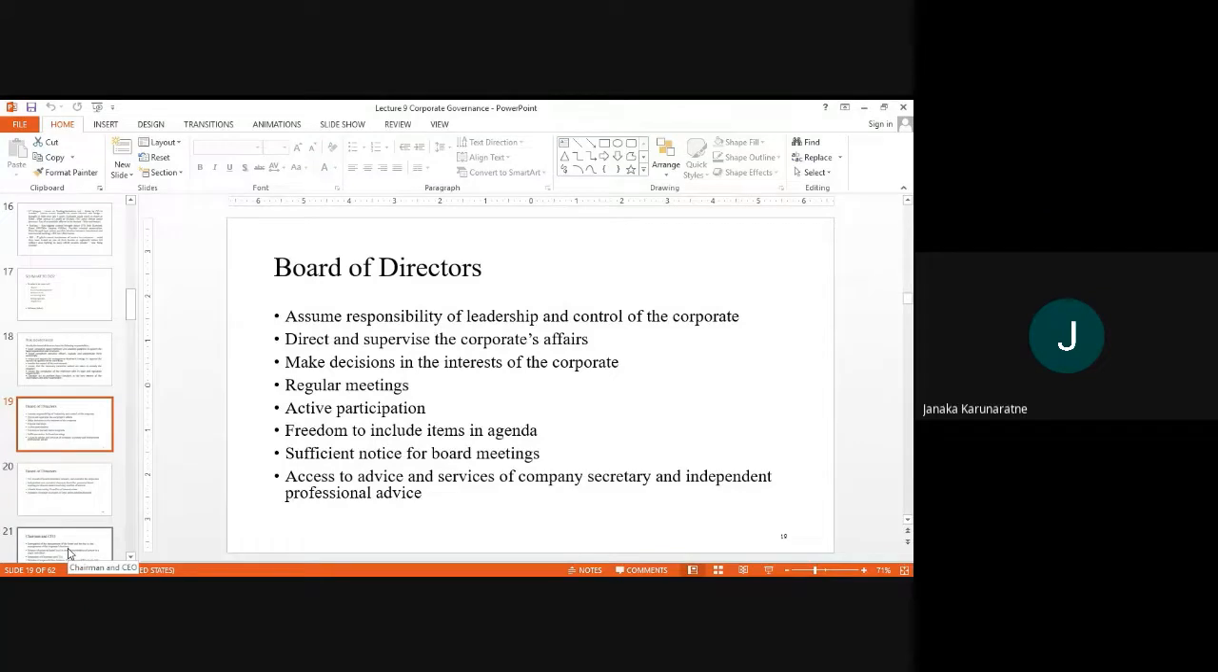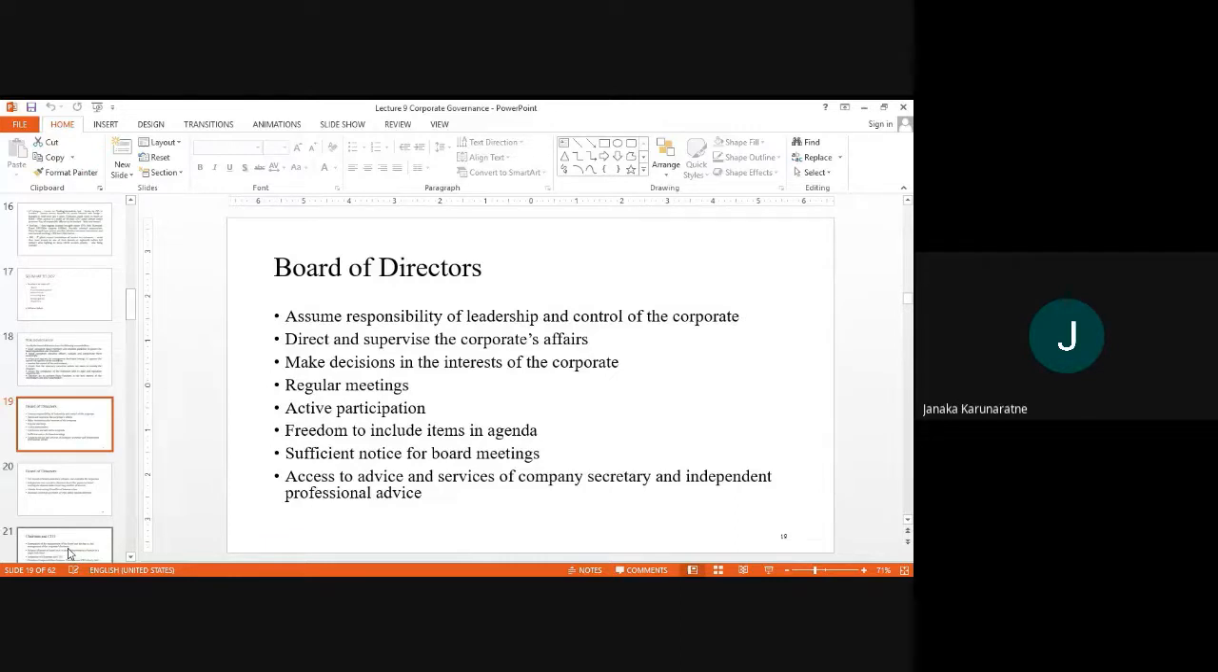So what the board of directors need to do: assume responsibility of leadership and control of the corporate. They must assume the responsibility, the leadership and control. Direct and supervise the corporate affairs. So they have to direct as well as supervise the affairs conducted by the executive directors and the other senior management. Make decisions in the interest of the corporate. Always, when you make decisions, ensure those are for the benefit of the corporate. Sometimes you see directors take decisions not for the benefit of the corporate, but for personal interest. If you really analyze many failures, you have seen this.